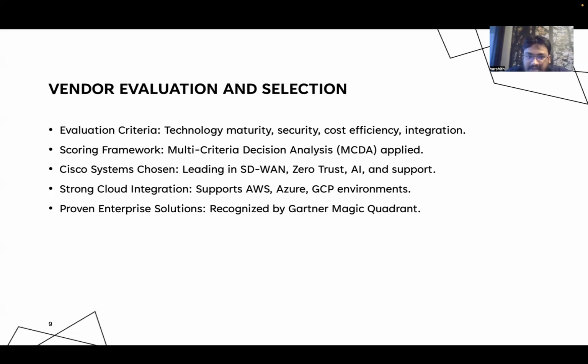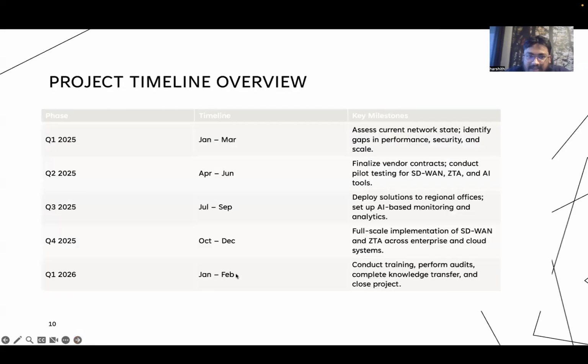Coming to the next slide, it's about our project timeline overview. Our project will be executed in 5 phases over 14 months. In Q1 2025, we will assess the current network and identify performance and security gaps. Coming to quarter 2, we will finalize vendor contracts and run pilot tests at headquarters.